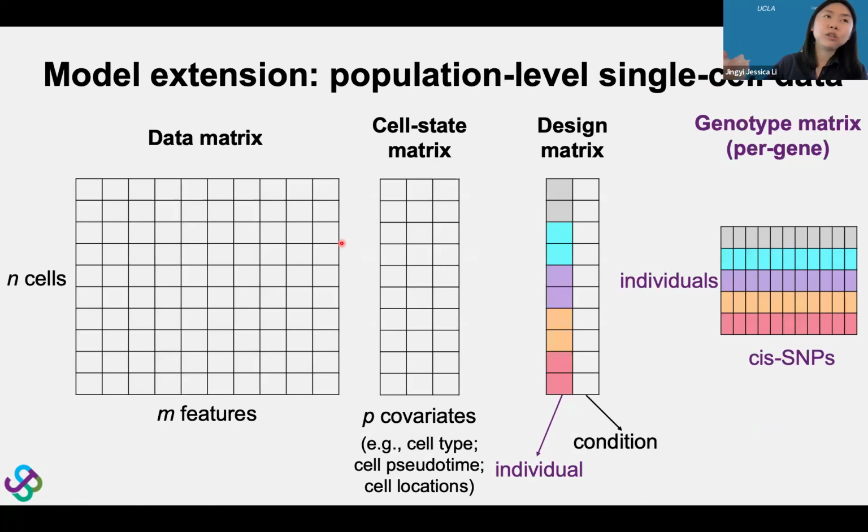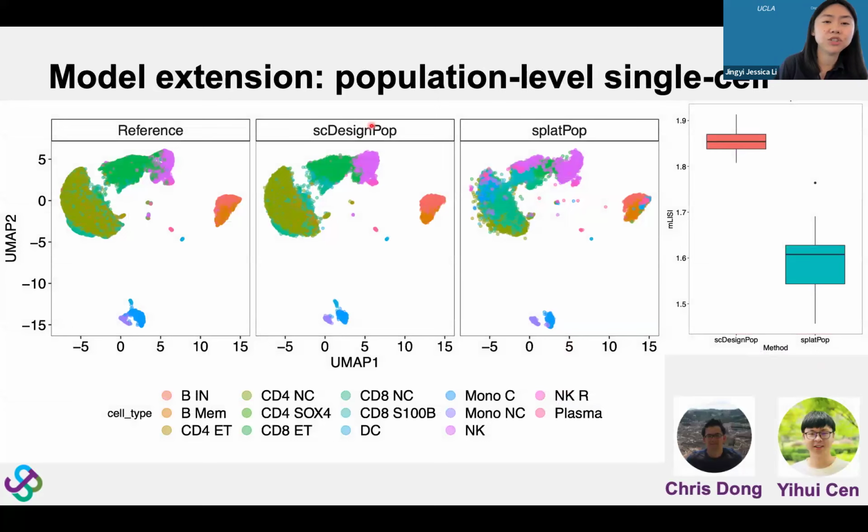And furthermore, if we want to go beyond one person, to generate multiple individuals' single cell data, we can incorporate the genotype matrix of individuals. In this case, the individuals will enter the design matrix. Right here, I'm just showing 5 individuals and their SNP genotypes. We can copy that into our model. And we also have some promising results. We call this assay design for population. And the only competitor so far in the field is called SplatPop. Splatter is also a simulator, one of the first simulators. We showed that by considering gene-gene correlations, we are generating more realistic data. And this is led by my student Chris and also a new student Yihui.